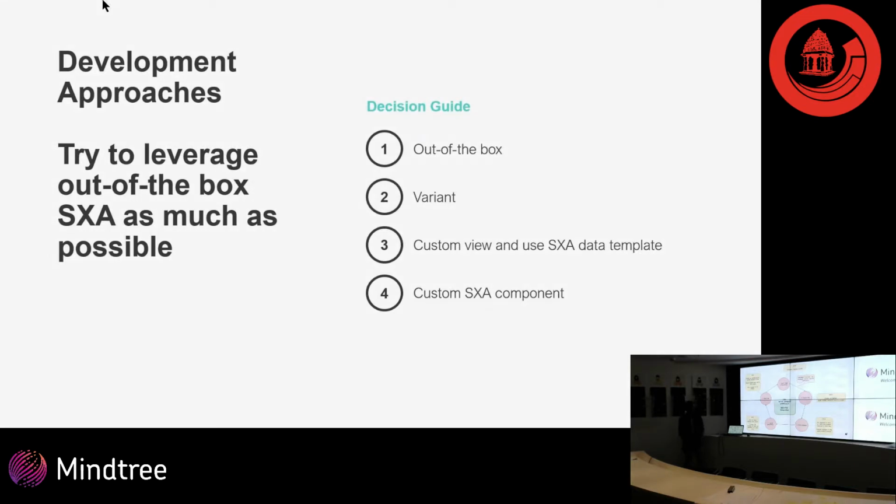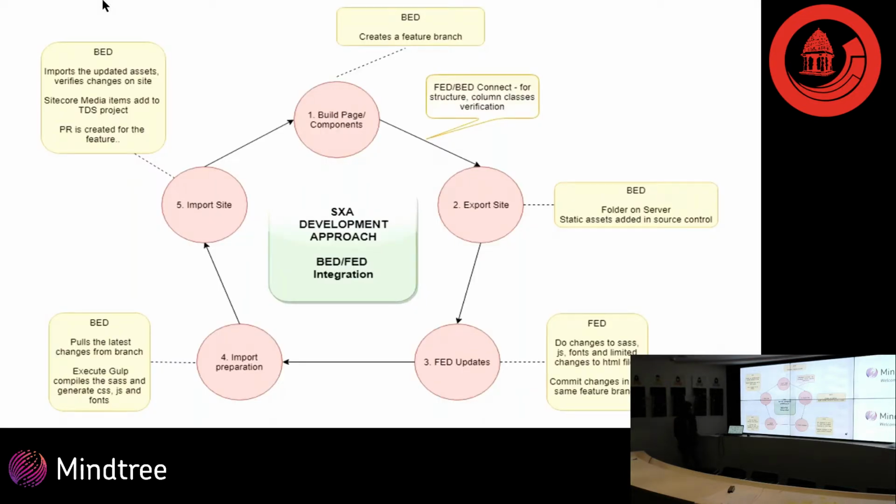This is the basic flow of development. This is the most important part that we would like to share. The first thing that a backend developer does is build a component or build a page.